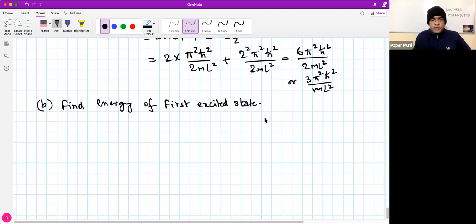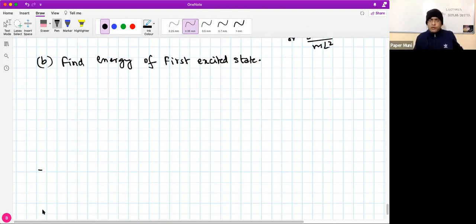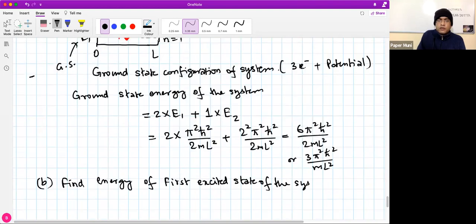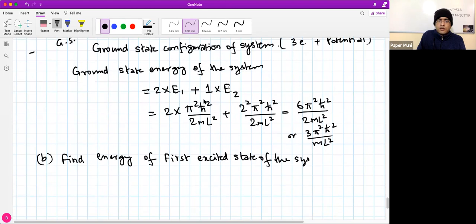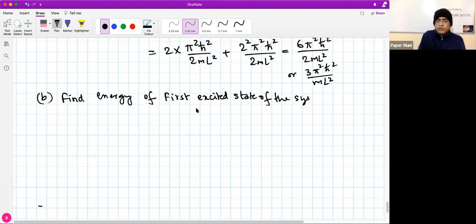All right, so how do we proceed? Now for the same system, we are trying to find out the first excited state. What is the first excited state for this configuration? What is the energy of the first excited state of the system?